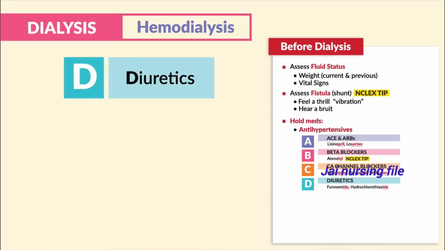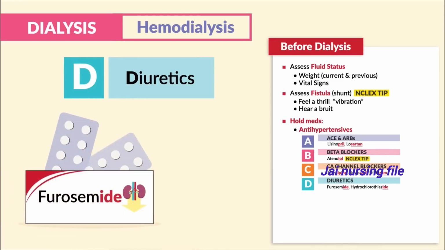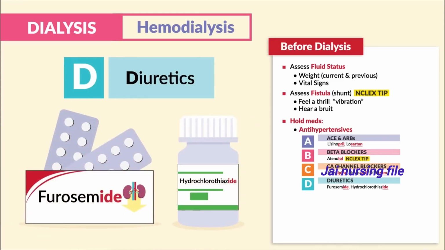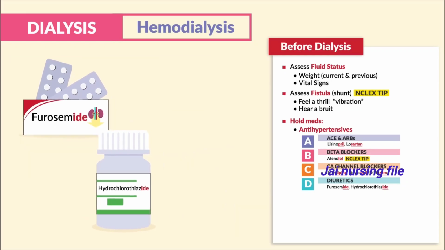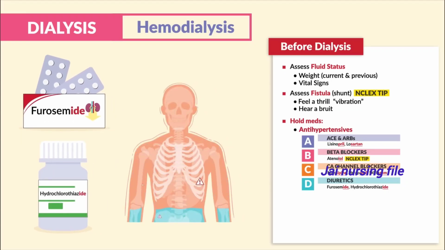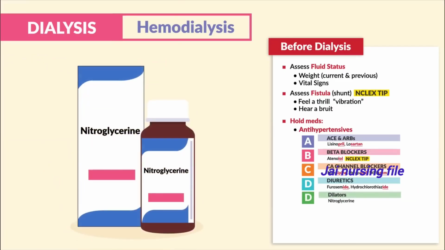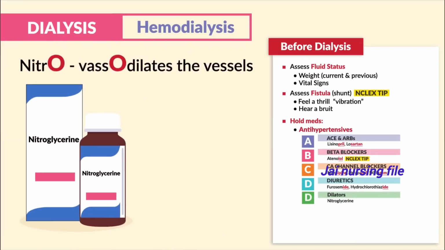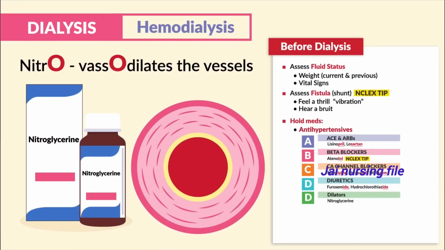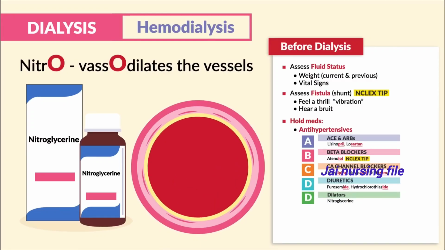D is for diuretics, ending in ide, like furosemide and hydrochlorothiazide. So just think they end in ide, so the body is dried, and it lowers the blood pressure. And the last D is for dilators, like nitroglycerin. So just think nitro, vaso, dilates the vessels to make that BP low.